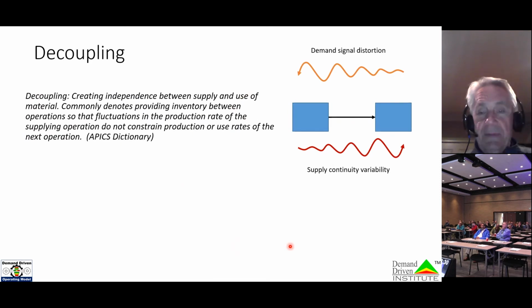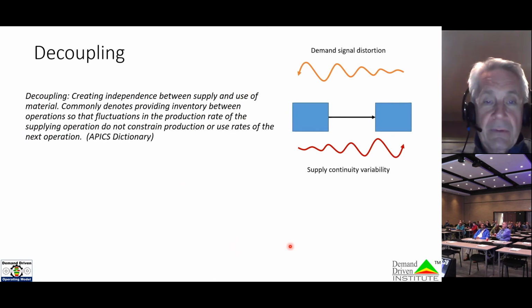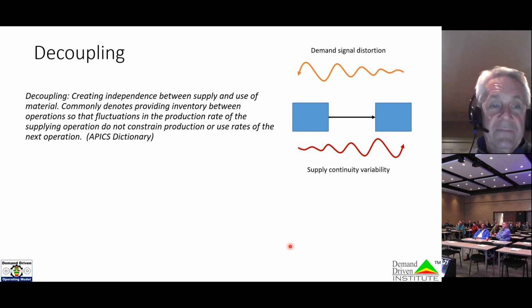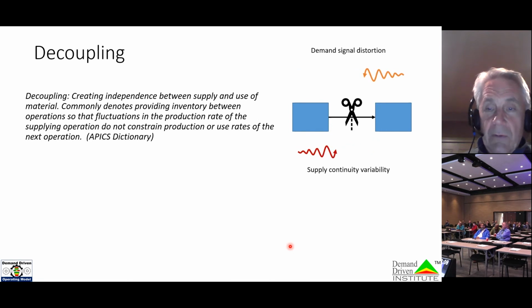So, decoupling, and SAPICS has this in their dictionary. It creates points of independence between supply and use of material. It commonly denotes providing inventory between operations so that fluctuations in the production rate of feeding and consuming elements in the operation have independence from each other. And whenever we can put a stock buffer in between those, we create a point of decoupling.